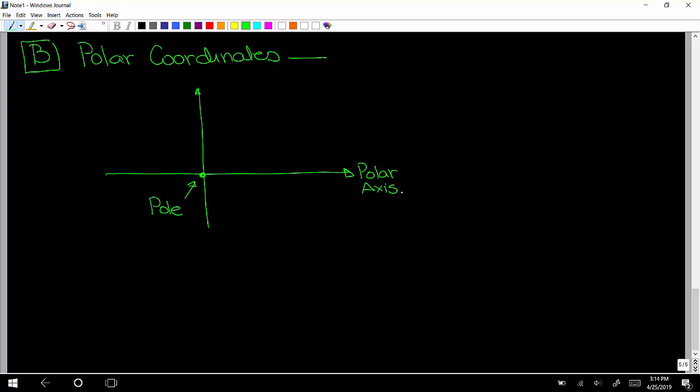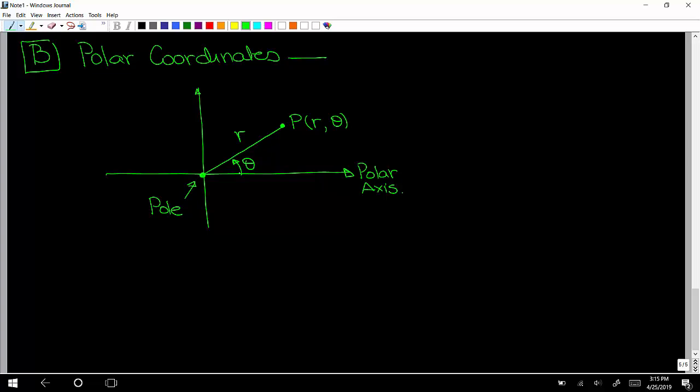Okay. And so any point in the plane, let's call this point P, is now represented by 2 values. One is the distance r, and that distance is the distance from the pole to the point, so that's this distance. And the other value is the angle measured from the polar axis. So that's this angle here, theta, the counterclockwise measure. So every point now is going to be represented by 2 values.